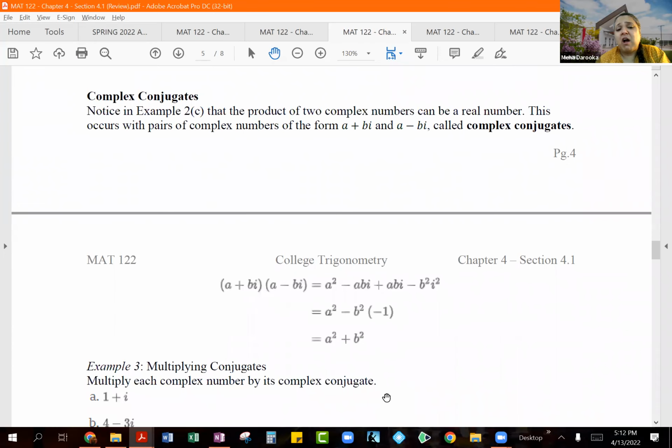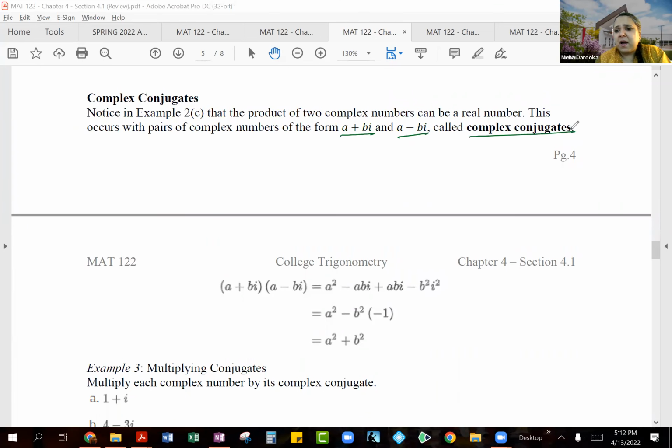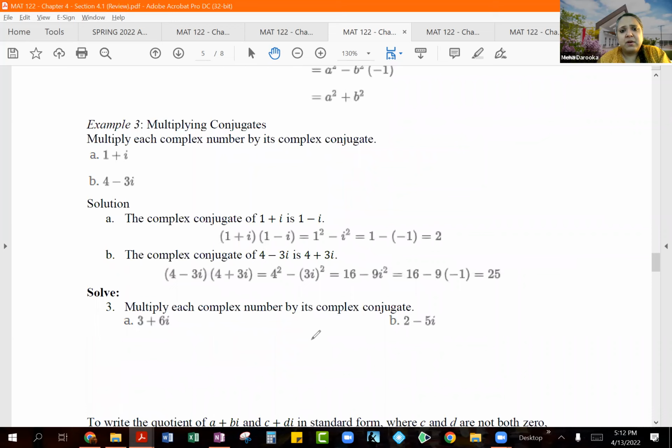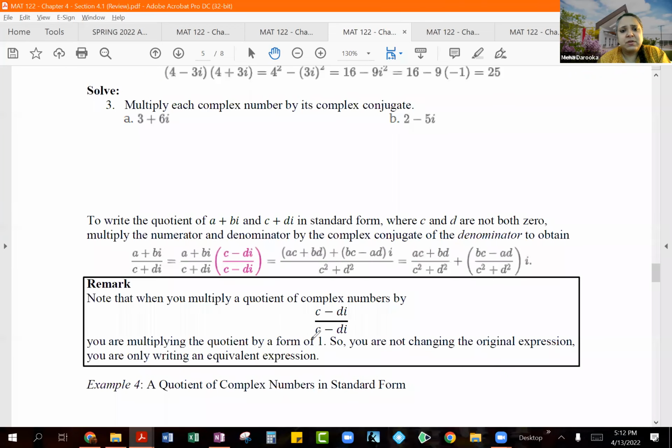Now they actually are talking about the complex conjugates over here. So you can see a plus bi and a minus bi are complex conjugates. When you multiply, they're going through the FOIL method, but basically this is what it comes down to. If you can remember this formula, you will save a couple steps of calculation and just go directly to the final answer from there. So that's your complex conjugates. And they're giving you another example here on how you can multiply the complex conjugates and get your answer.